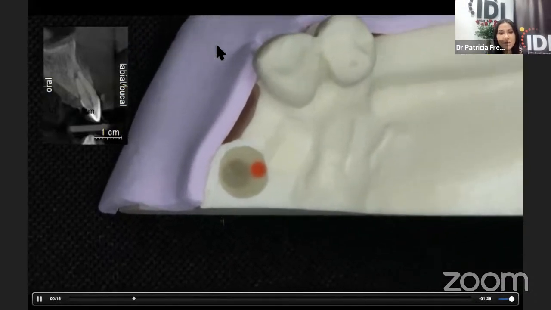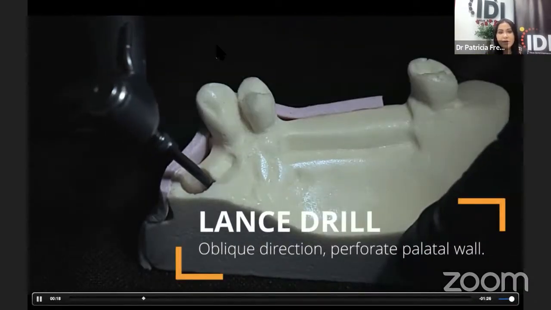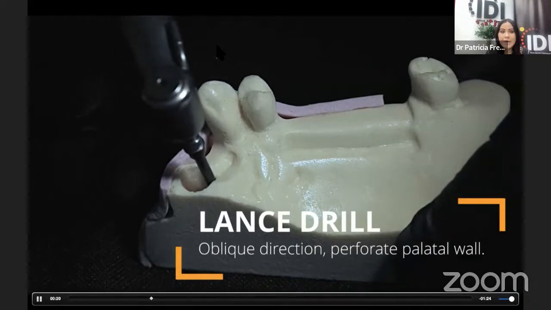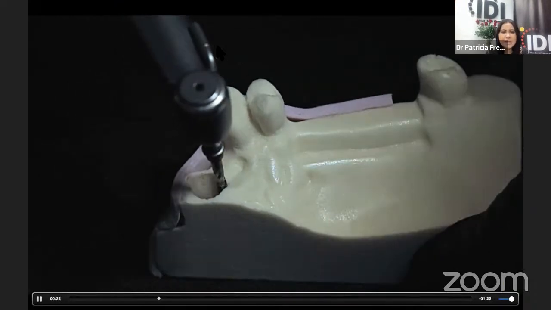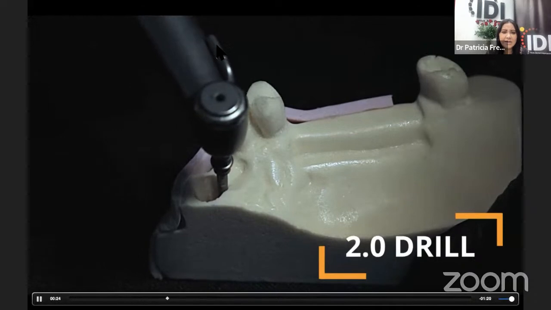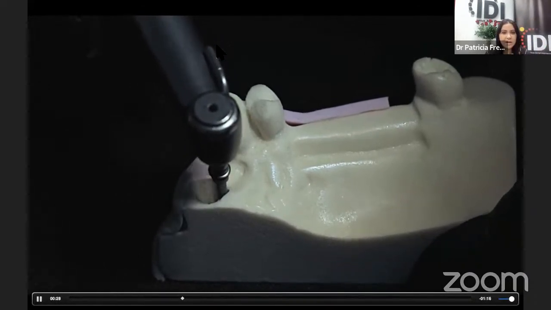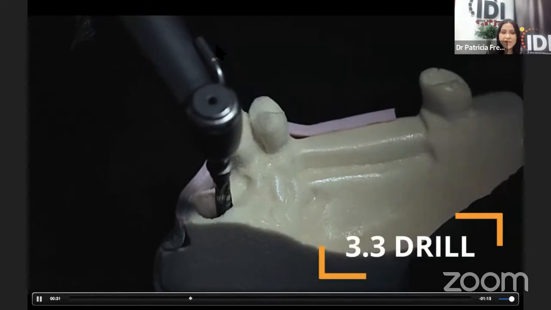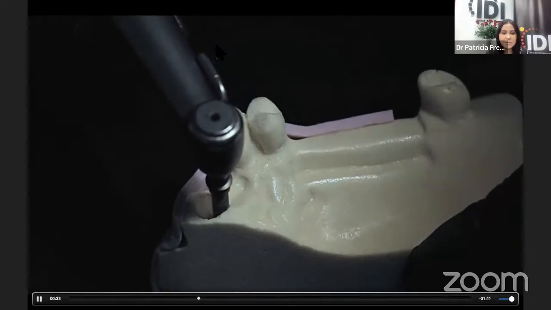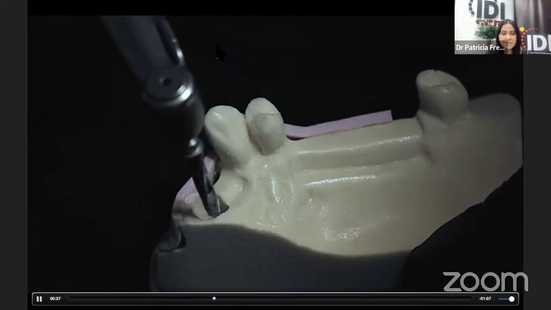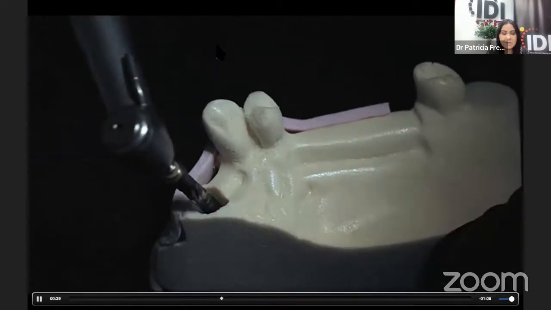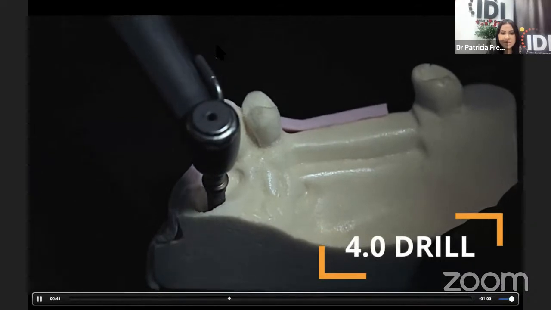See, we are taking a point in the palatal wall, and we go like that because the palatal wall is very hard, so we have to go to that position, and then we straighten our drill. So now we are making the right position of our preparation.